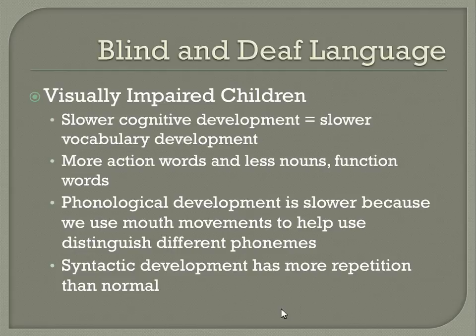Phonological development is slower because of our focus on the mouth. English has very similar phonemes, things that sound the same, but mouth-wise they look different. And so we use those visual mouth cues to help us distinguish different phonemes, but if you are visually impaired, you can't do that. Okay. And syntactically, there's more repetition than normal. So the impairment to the visual system affects the language system, which implies that these two things can't be separated completely anyway.